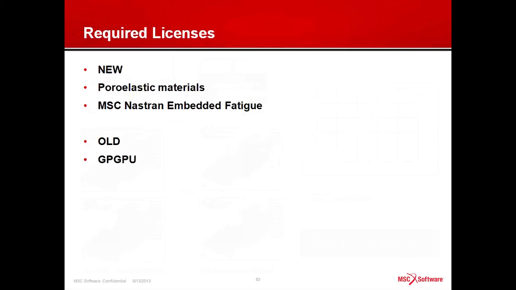So finally, I wanted to say that some of these new capabilities require additional licenses, and that has to do with our relationship with some of our partners. So the poroelastic capability requires a new license key, and the MSC Nastran embedded fatigue also requires a new license key, and for the enhancements to GPU, if you already have a GPU license, then you do not need any additional license keys. So if you had one from the 2012.2 release for SOL 101, that will now work for SOL 103 and SOL 108. Otherwise, if you want to use this technology, you will need to get a new license key.